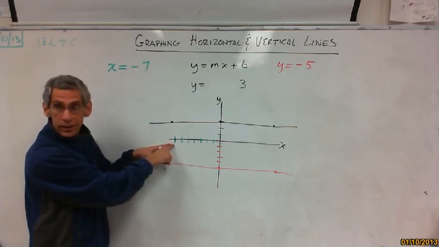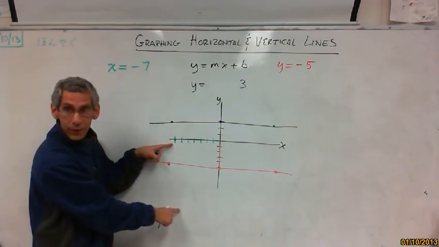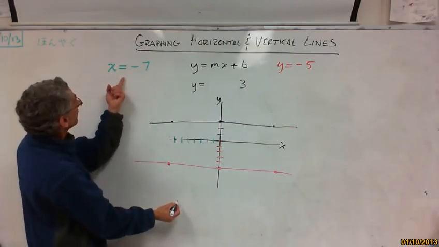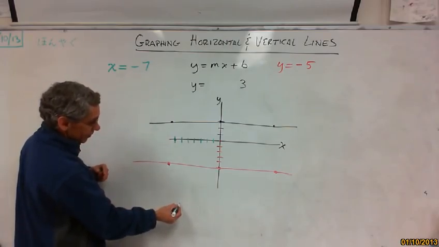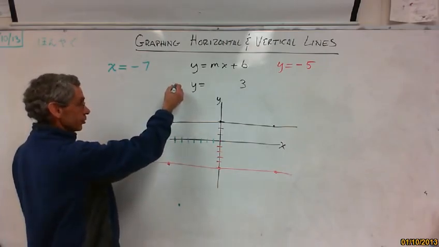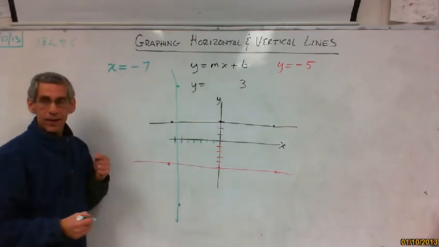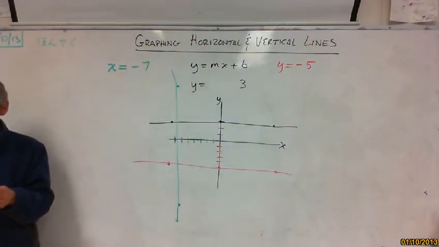Now in Antarctica, right? It's also x is negative 7. But in the Arctic Circle, y is also negative 7. Look at that. Got a vertical line. Oh man, that's crazy. Isn't that cool?